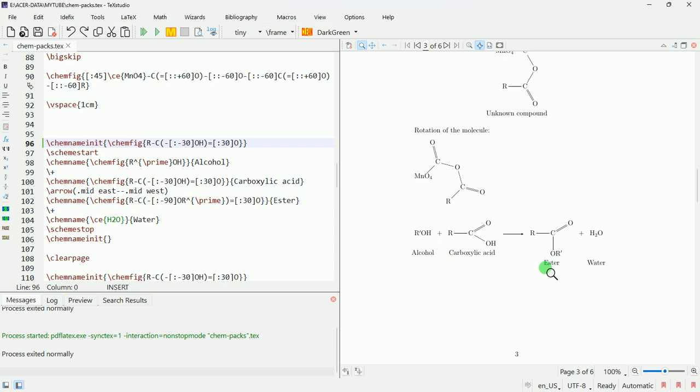So what we have to do here is take this as our base level. So we have to change the base. So it is RCOR prime. So we have to use this one, chemfig from here till here. So we have to copy this one and paste it somewhere here, and then we compile it.